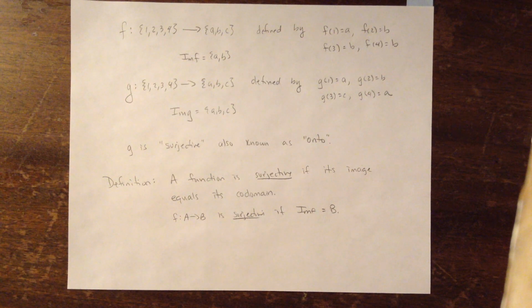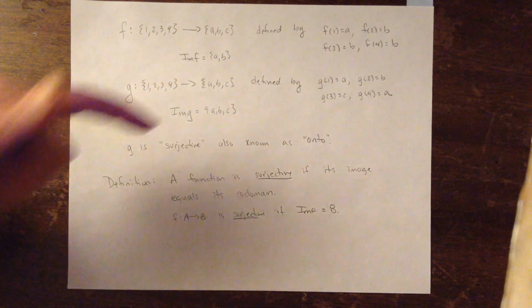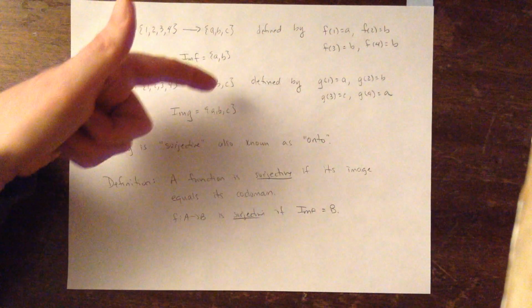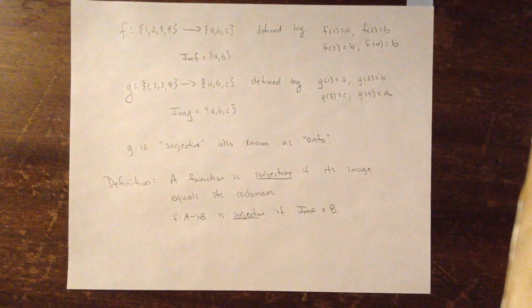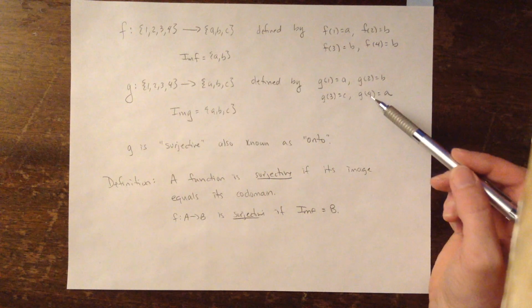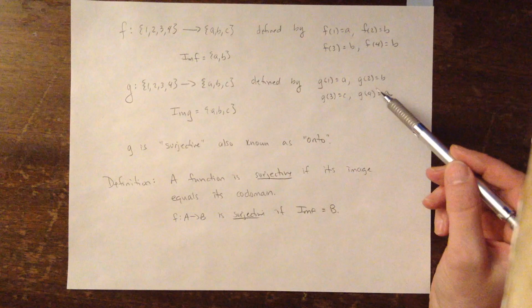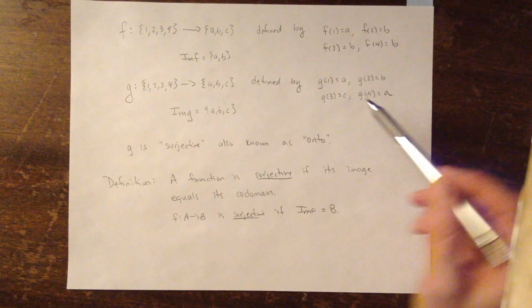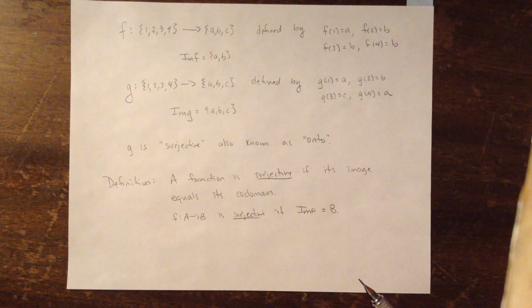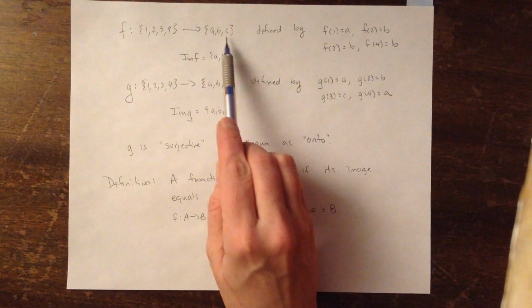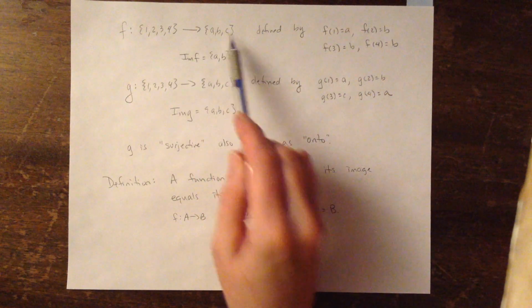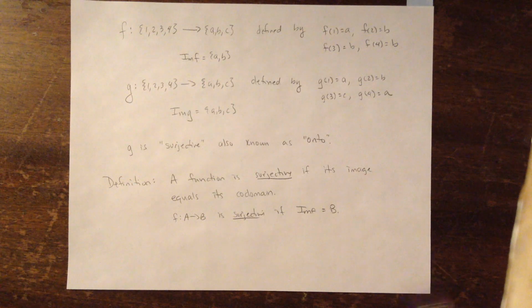What it means, sort of casually, is, like I said before, everything in the codomain has at least one element getting sent to it. So this function G is surjective, and it's okay that more than one thing gets sent to A, just so long as every element in the codomain has at least one thing getting sent to it. So there's no orphan elements in the codomain like here. C doesn't have anything sent to it, so that function is not surjective. Okay, so let's look at some examples.